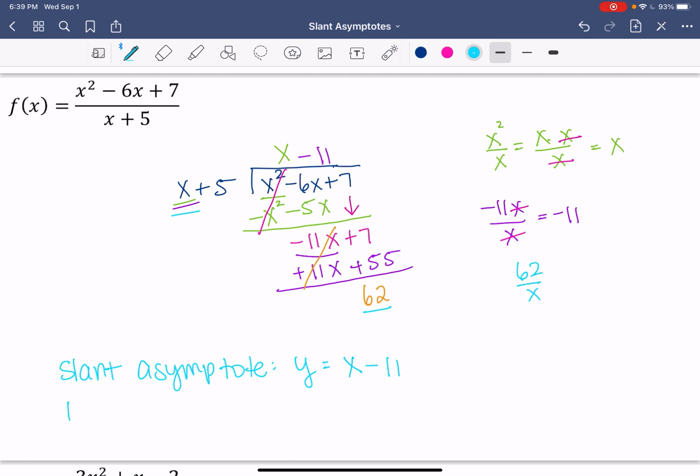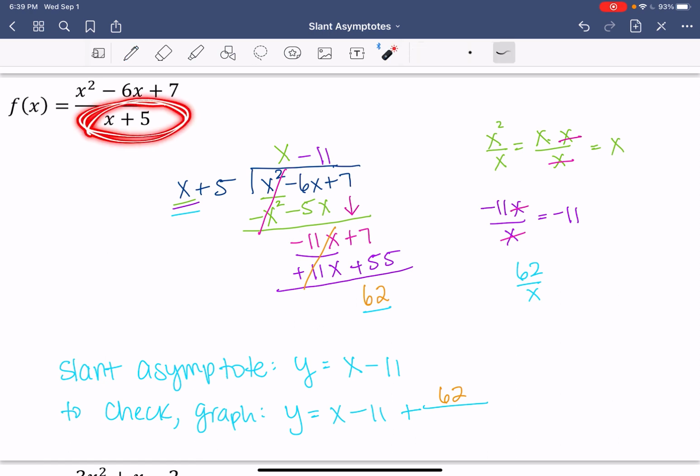Now if you want to check, you're going to graph this. To check, graph y equals x minus 11, and you're going to do plus the remainder, which was 62, over the original denominator, which was x plus 5. Okay, so let's go ahead and put this in Desmos so you can see if we did it right.